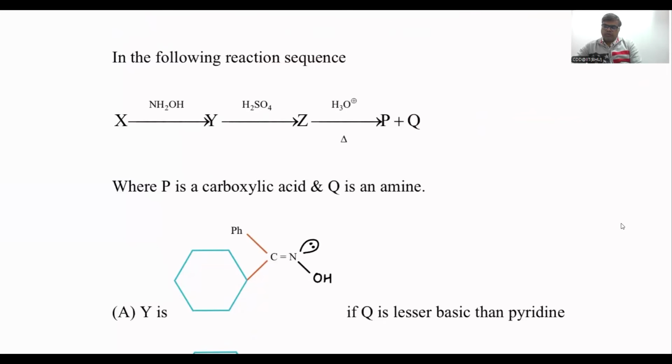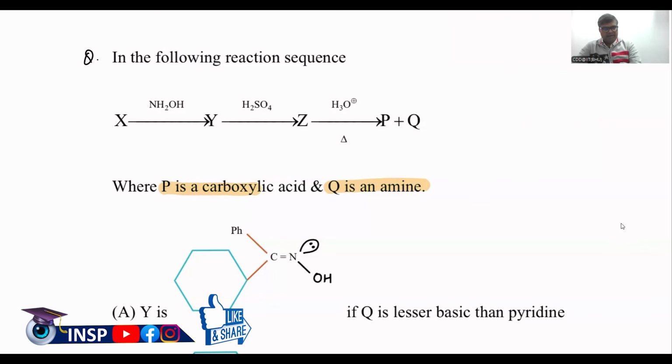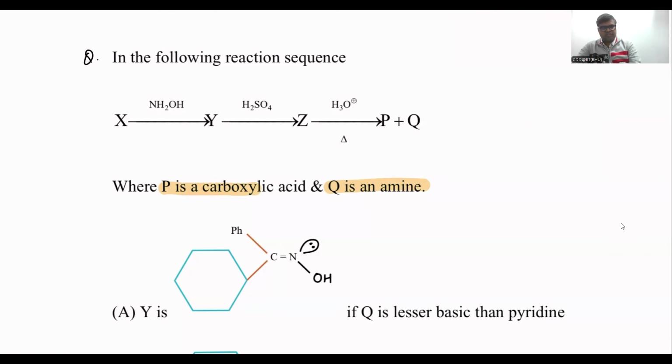This is the third question which we are going to discuss. In the following reaction sequence, X is treated with hydroxylamine, we get Y, Y is treated with H2SO4 to form Z, and then Z is treated with H3O+ followed by heat, we get P and Q. The question says P is a carboxylic acid and Q is an amine. So it is a clear-cut hint: when P is a carboxylic acid and Q is an amine, Z is certainly an amide. And Z being an amide formed with H+, Y will certainly be an oxime. That is also a clear hint, since X to Y is a reaction of hydroxylamine, so it will certainly create an oxime. So X will certainly be a carbonyl compound.